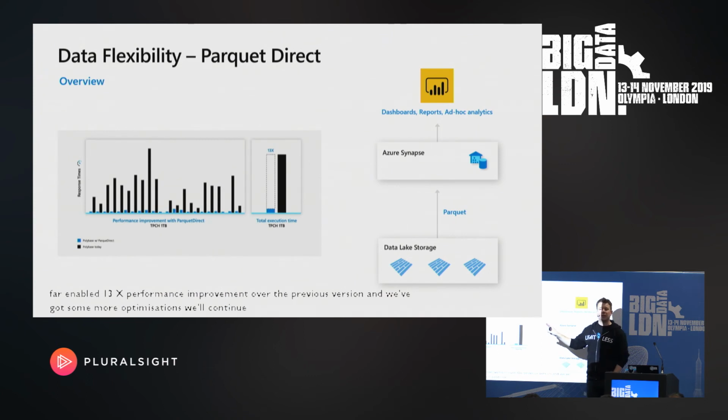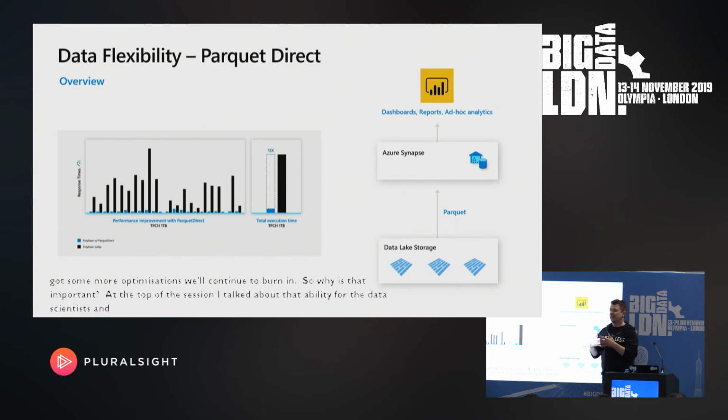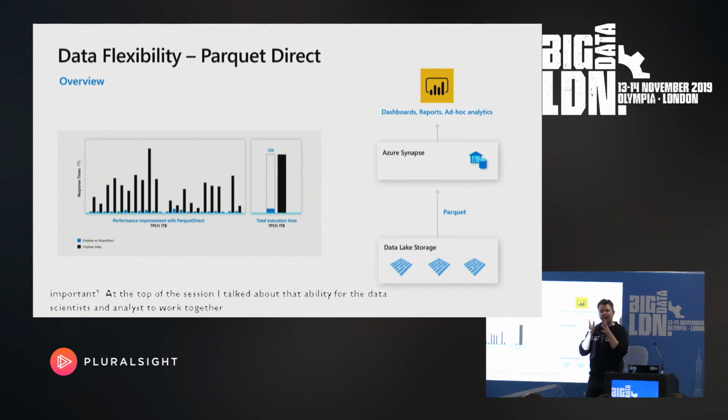So why is this really important? At the top of the session, I talked about that ability for the data scientist and the analyst to work together. The data scientist can produce something on Spark, and that will produce Parquet typically, and then the SQL analyst wants to query the warehouse.